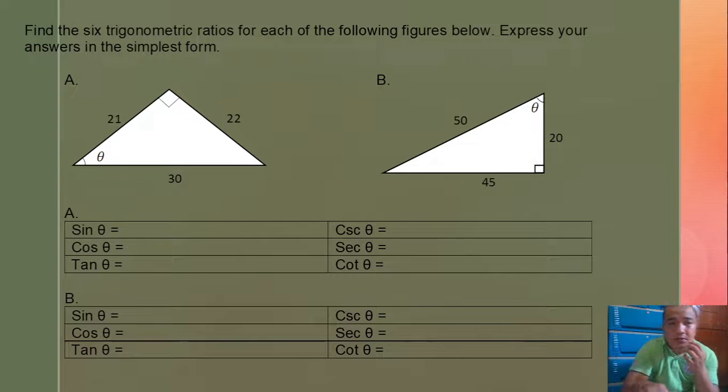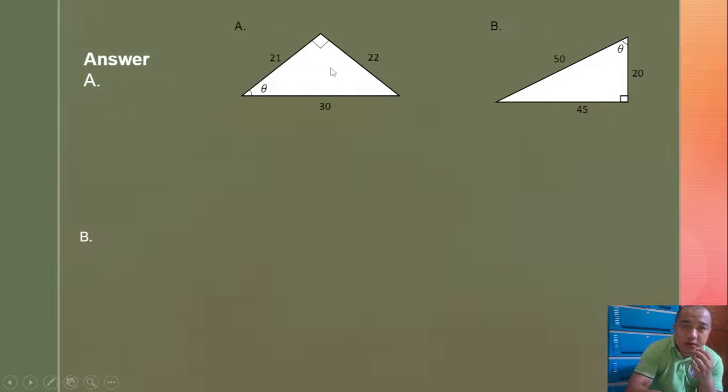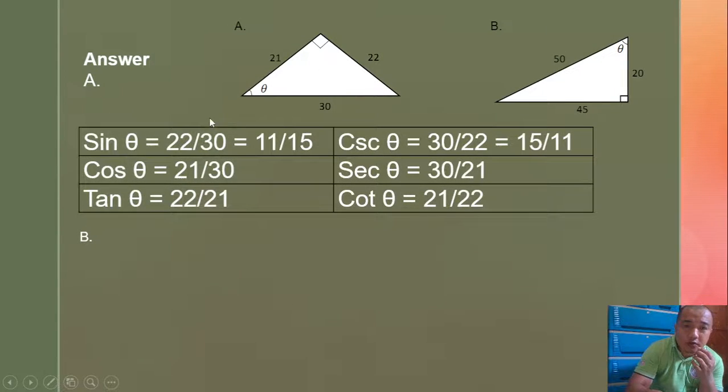Okay, next, find the 6 trigonometric ratios for each of the following figures below. Express your answers in simplest form. So, for letter A, ito yung answer. Sine theta is opposite side over hypotenuse. So, 22 over 30, or 11 over 15. Cosine theta is adjacent side over hypotenuse, 21 over 30. Tangent theta is opposite side over adjacent side, 22 over 21.